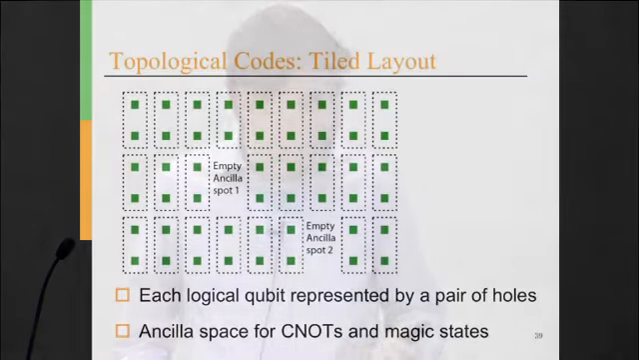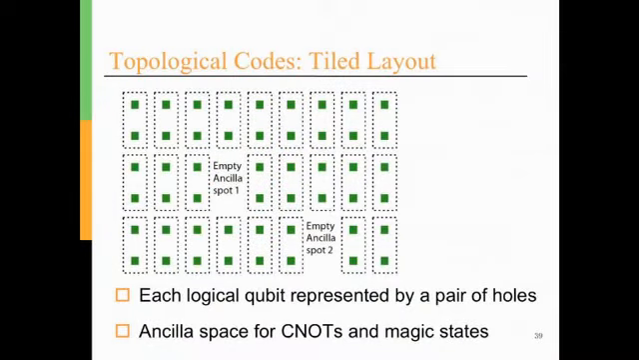We also estimated the additional space that is needed to do ancilla state generation up to a desired level of fidelity. We used a similar methodology for the topological codes. As I said earlier, in topological codes, a pair of holes represents a logical qubit. So we assumed this layout.